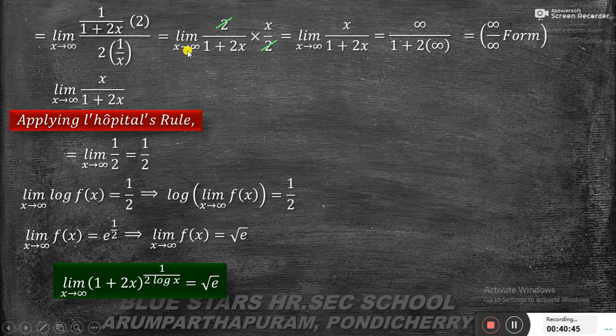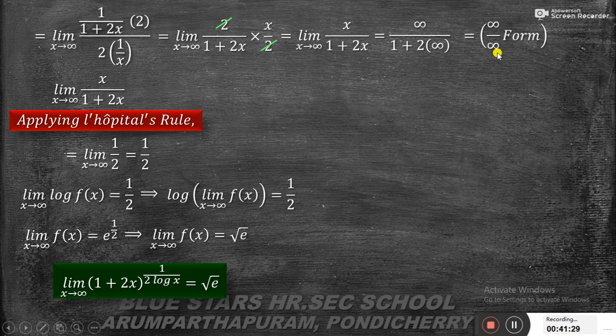So limit x tends to infinity, 2 by (1 plus 2x) into the reciprocal of 2 by x, that is x by 2. The 2 cancels, so limit x tends to infinity x by 1 plus 2x. Now applying the limit x tends to infinity, x equals infinity, so infinity by 1 plus 2 into infinity. 1 plus infinity is infinity, so infinity by infinity. Again it is an indeterminate form.